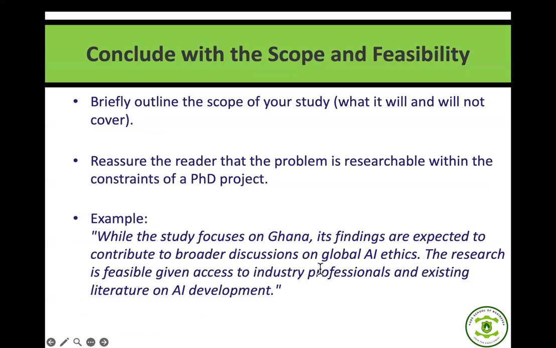You conclude. And in the conclusion part, you will briefly outline the scope of your study. In other words, you need to be able to tell what will your study cover, what will it not cover. And then you provide a reassurance to the readers, to your audience, that the problem is researchable within the constraints of your PhD project. And a typical example would be to write, while the study focuses on Ghana, its findings are expected to contribute to broader discussions on global AI ethics. The research is feasible given access to industry professionals and existing literature on AI development.